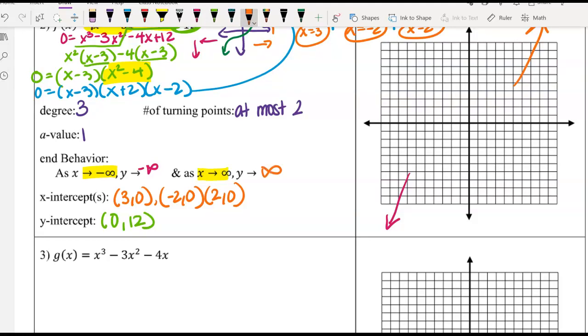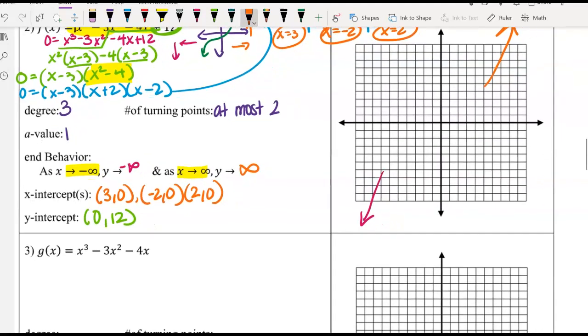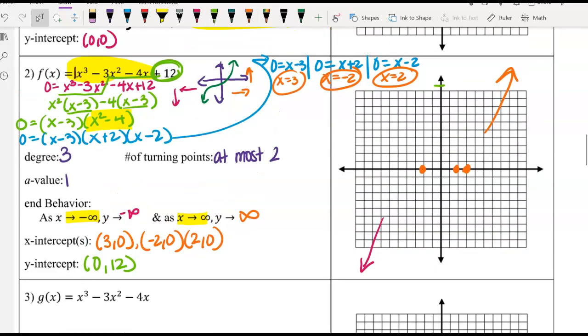I think we meant to say positive infinity, right? All right, so let's plot it. It's 3, 0, negative 2, 0, 2 comma 0, 0, 12 for the y-intercept. So go all the way. That's 10, 11, and 12. Yes, do not be shy. Go all the way up. Make extra grids.